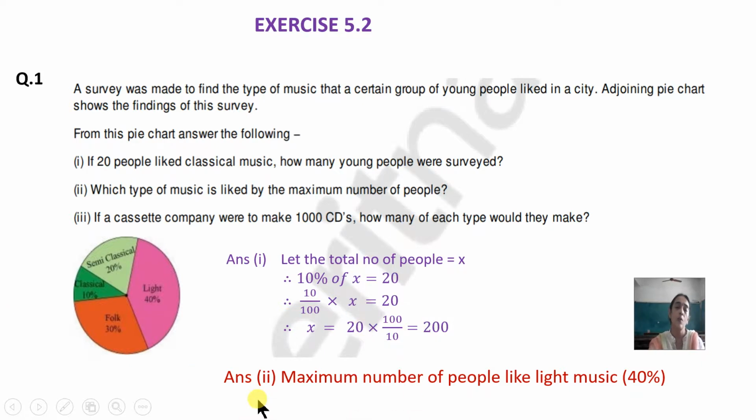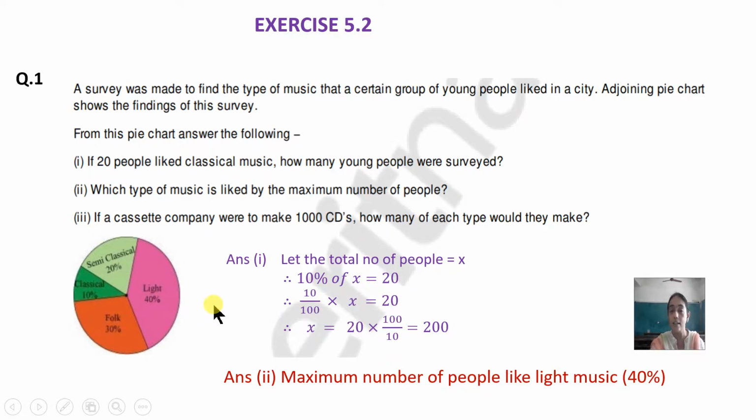Now, which type of music is liked by the maximum number of people? The maximum number of people like light music because 40% is the maximum in this. Third question, if a cassette company were to make 1000 CDs, so the total is 1000, how many of each type would they make? So 10% of 1000, 20% of 1000, 40% of 1000 and 30% of 1000.